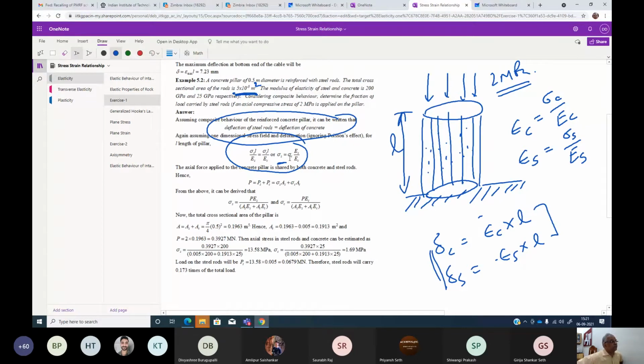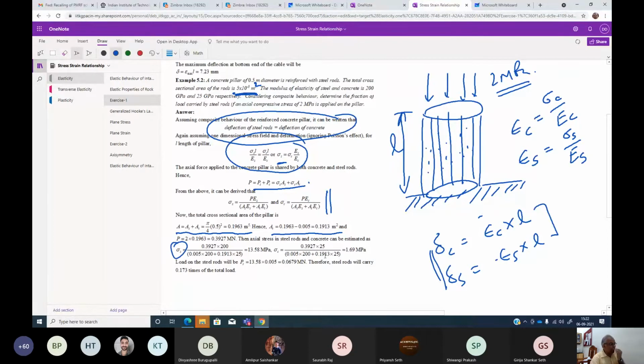Now the total load will be given like this: stress on the steel into area of steel, plus stress on the concrete into area of concrete. So if you now equate these two equations, we will find this. I already gave you the total area, so you can find out the area of the concrete, and once you know that, you can find out sigma S.